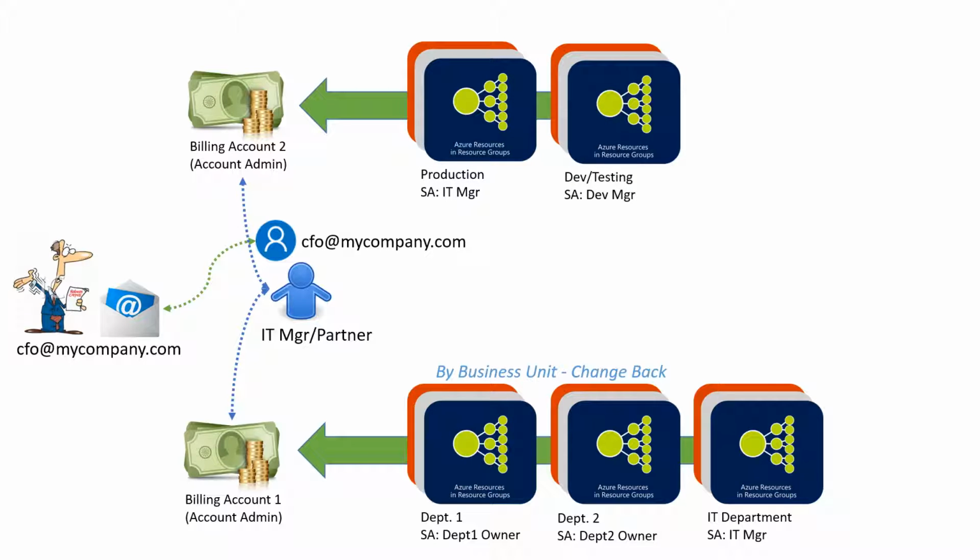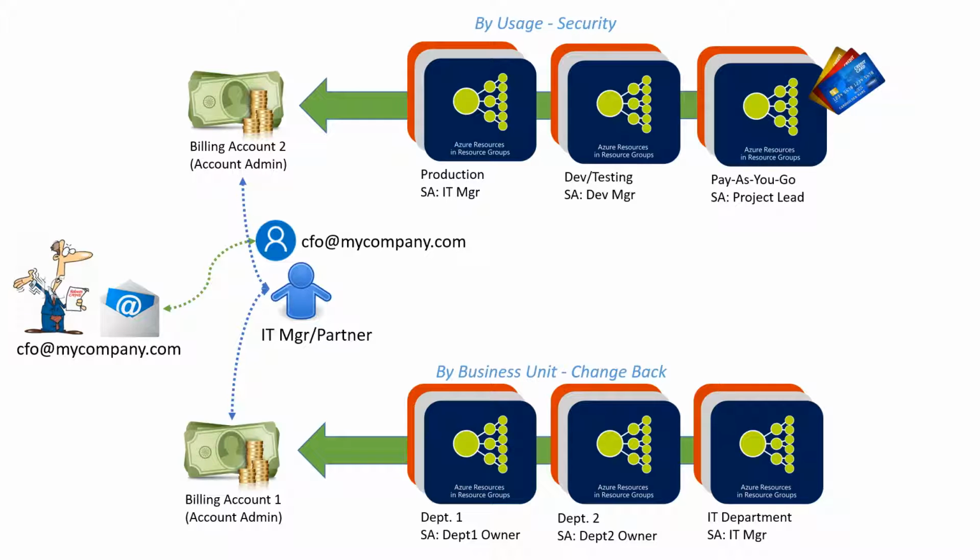In another scenario, you may set up subscriptions by different usage for security reasons. For example, you can put the production system in the production subscription and the dev test system in another subscription. The production system is managed by the IT manager and the dev test subscription is managed by the dev managers. That's a different approach. Sometimes, because of budget, people create a pay-as-you-go subscription, charged in a different way, not pre-committed to the service. This is how you can combine different perspectives to create multiple subscriptions for one company.